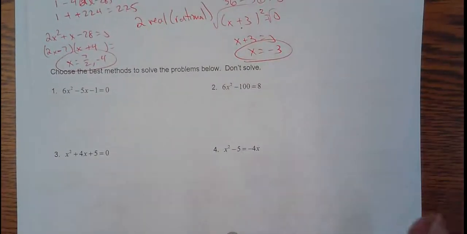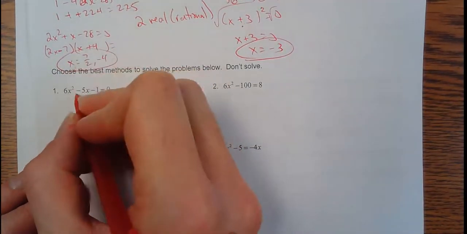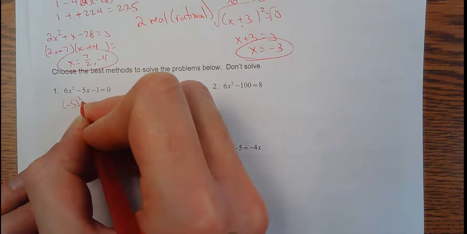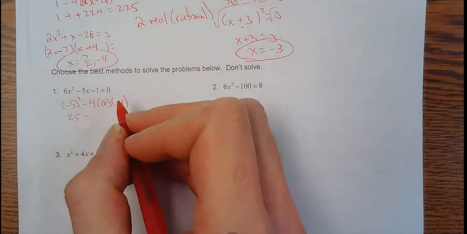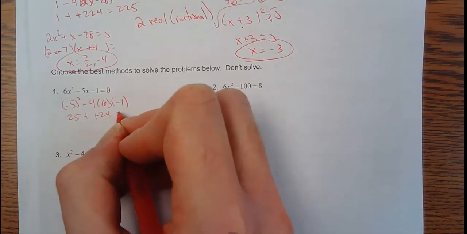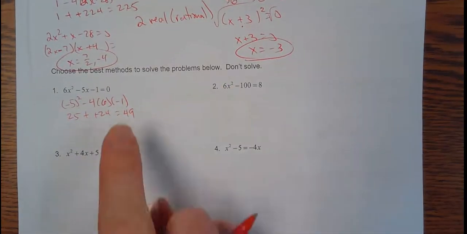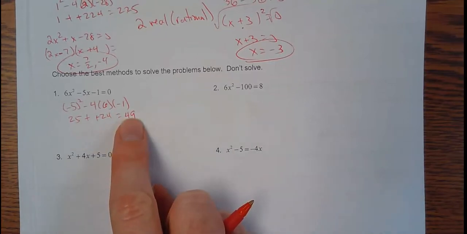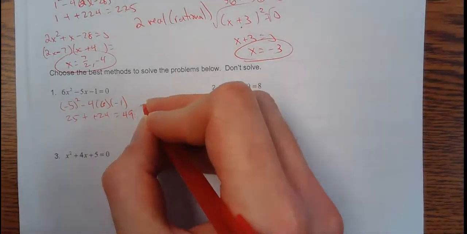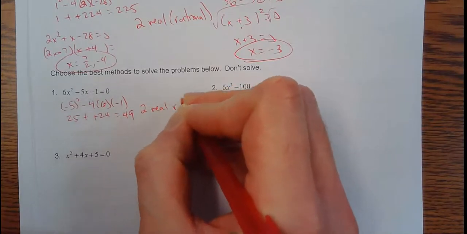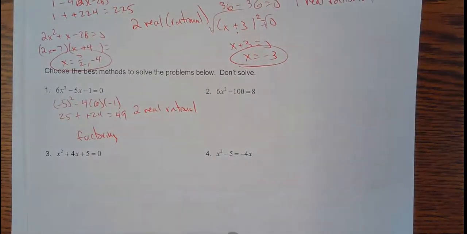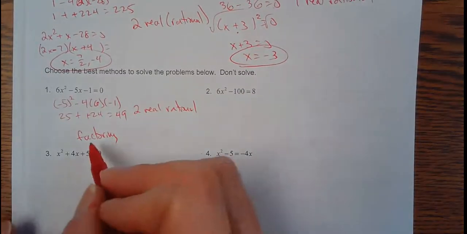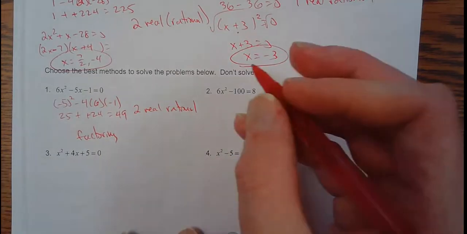So down here, you do not have to solve. We just want to choose the best method. What method is probably going to be best? So, b squared, negative 5 squared minus 4 times a times c, 25 minus negative 24, that's 49. So it's positive and it's a perfect square. That means we'd have two real, rational solutions. So I would use factoring. You don't have to use factoring, you could use quadratic formula if you want, but I'm saying factoring, it is factorable, we should say it that way.